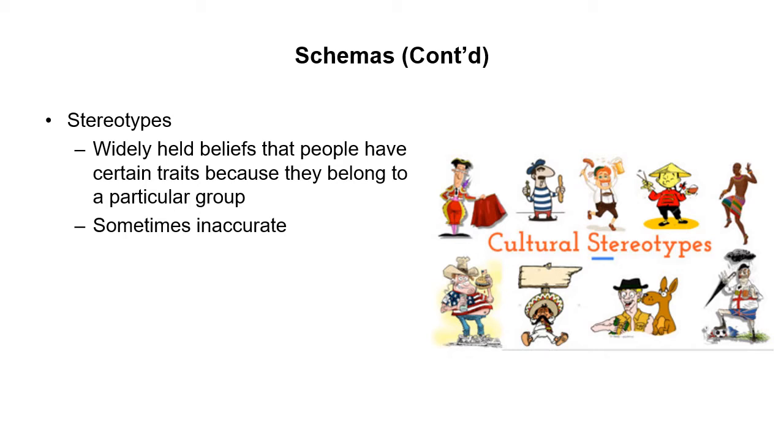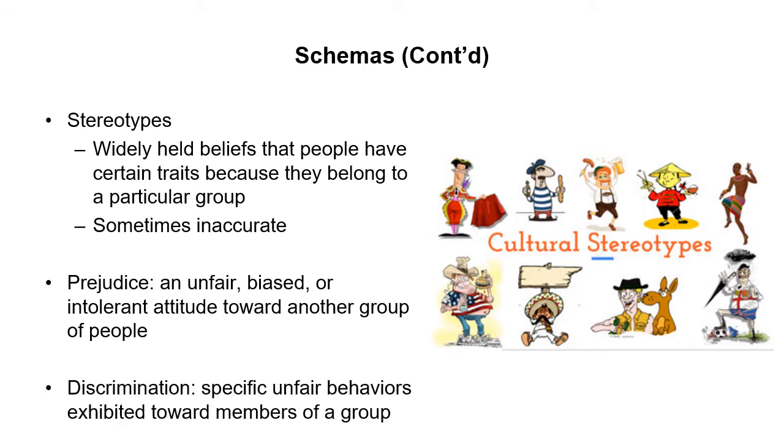However, other stereotypes are definitely very bad and lead to things like prejudice and discrimination. Prejudice is unfair, biased, or intolerant attitudes towards another group of people. Negative stereotypes can lead to prejudice. A stereotype that a group is violent can lead to prejudice. And then negative stereotypes and prejudice can lead to discrimination, where you behave in a way towards a member of another group that is negative, that basically denies them equality.